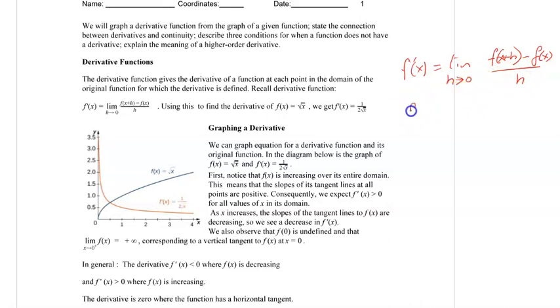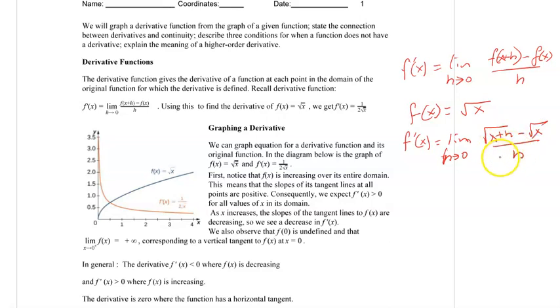Now, if we have a function f of x is equal to radical x, then if we do f prime of x, that is going to be equal to the limit as h approaches 0 of the f of x plus h. So where we see radical x for this part, we replace it with radical x plus h, then minus f of x, which was radical x, all over h.